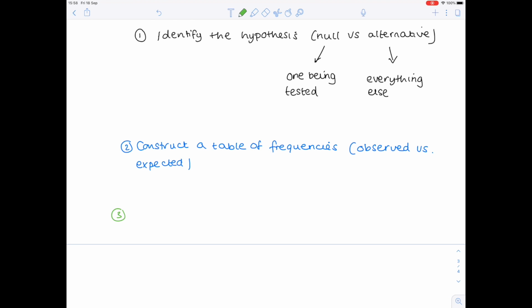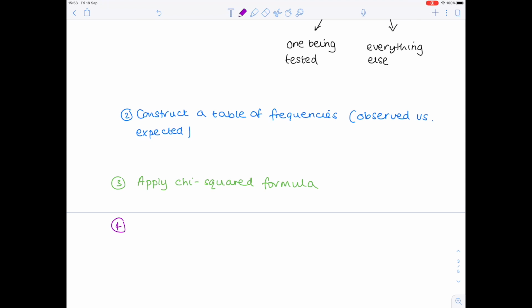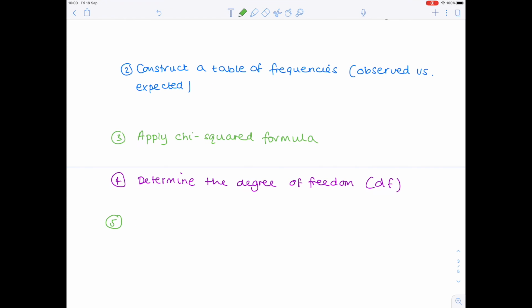Third step is to apply the chi-squared formula. Step 4 is to determine the degree of freedom, and don't worry if you're not too sure about everything I'm saying, I promise I'll talk you through an example so it all becomes clear. And to determine the degree of freedom really means to work out the number of independent categories there are in a particular test. And then the final step is to identify the p-value, which for the two distributions to be statistically significant, this p-value should be less than 0.05.